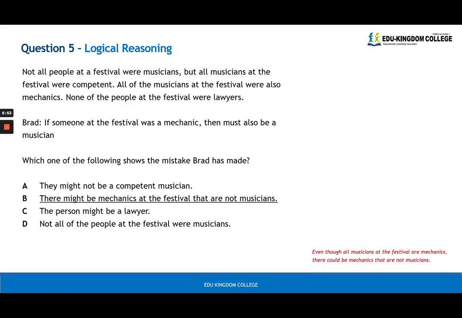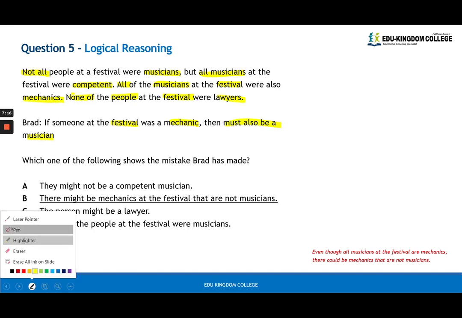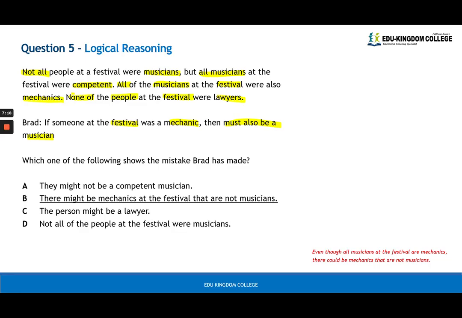Question 5. Not all people at festivals were musicians, but all musicians at the festival were competent. All the musicians at the festival were also mechanics. None of the people at the festival were lawyers. Now Brad says, if someone at the festival was a mechanic, there must also be a musician. What is the mistake?